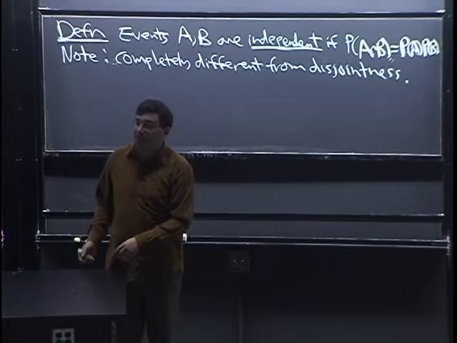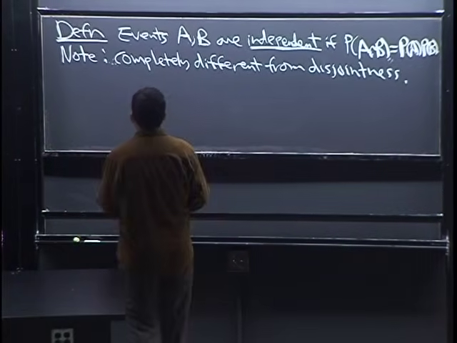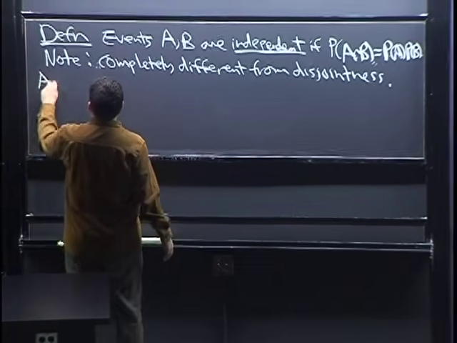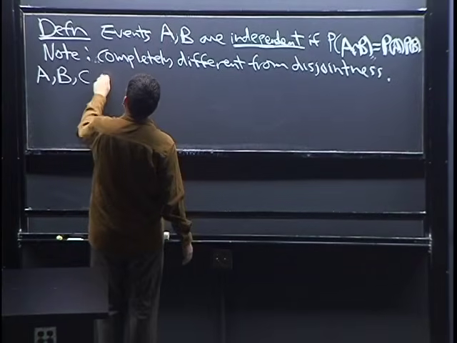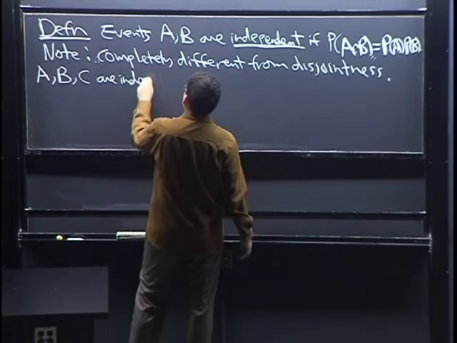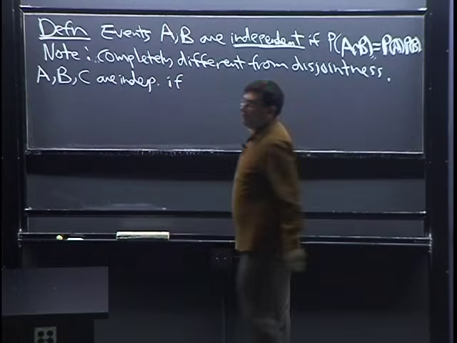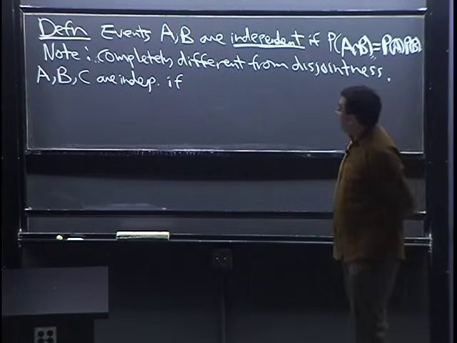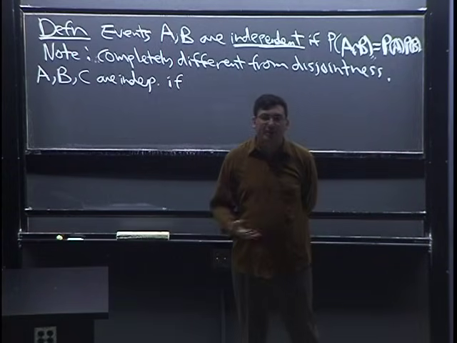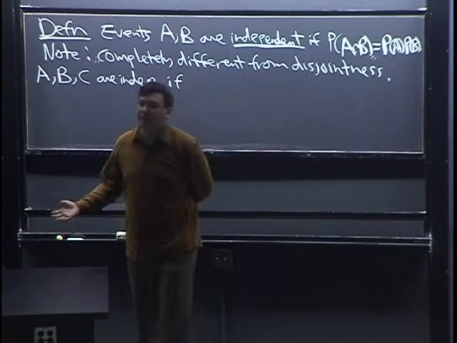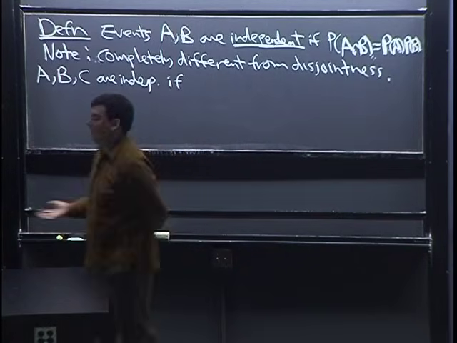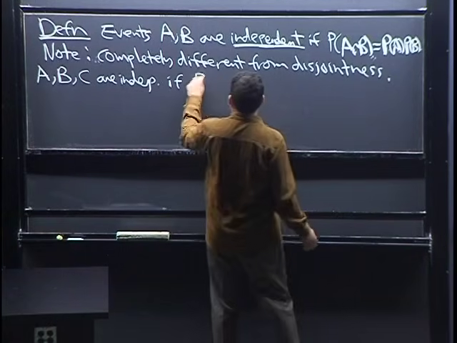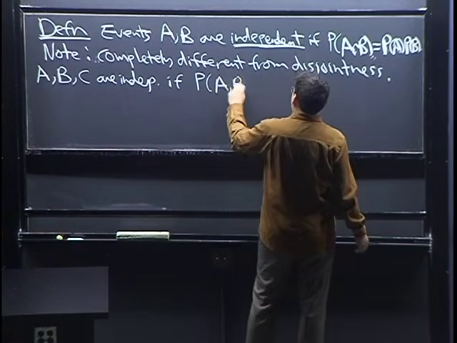Let's just define what happens with more than two. If we have events A, B, C, this is the definition of what it means for three events to be independent. Well, first of all, we want any two of them to be independent. It would be kind of weird to say that all three are independent, but A and B are not independent. So we have P of A, B.